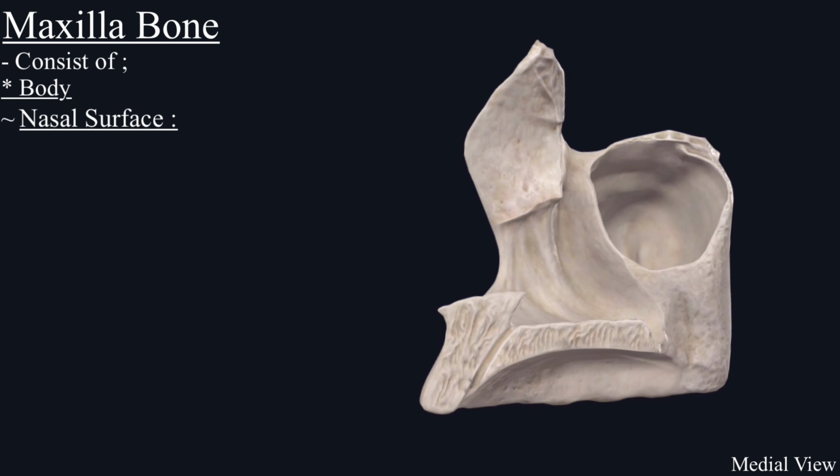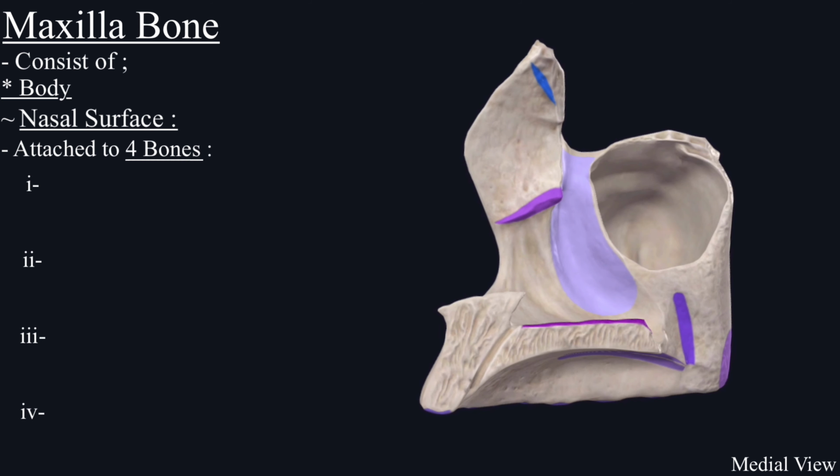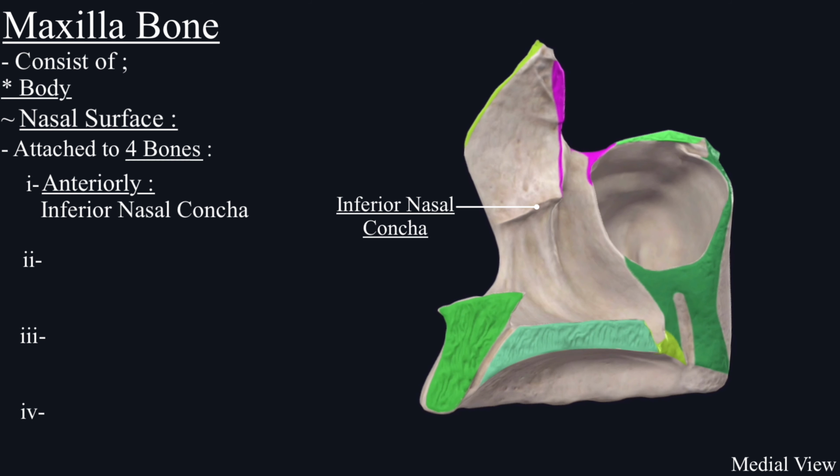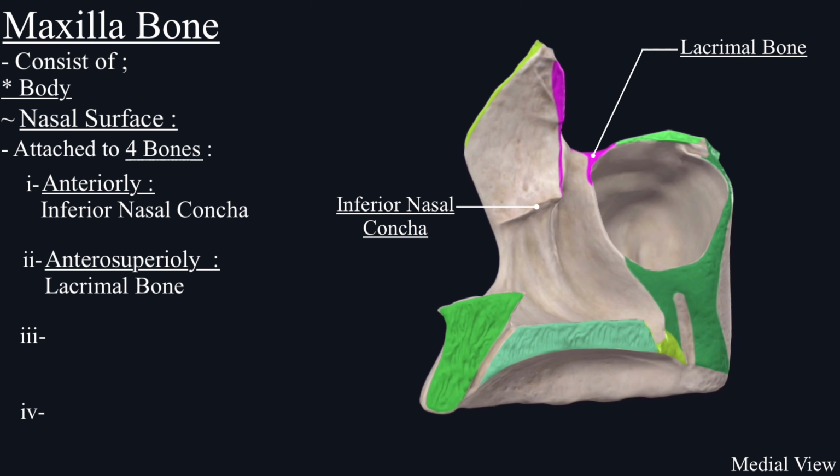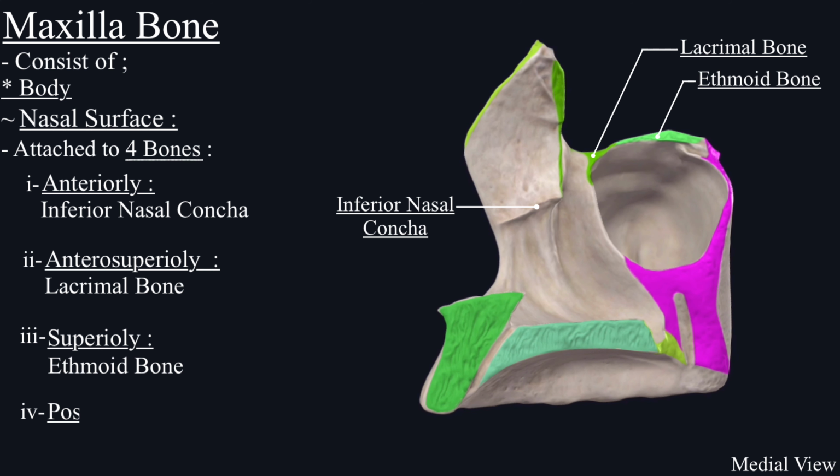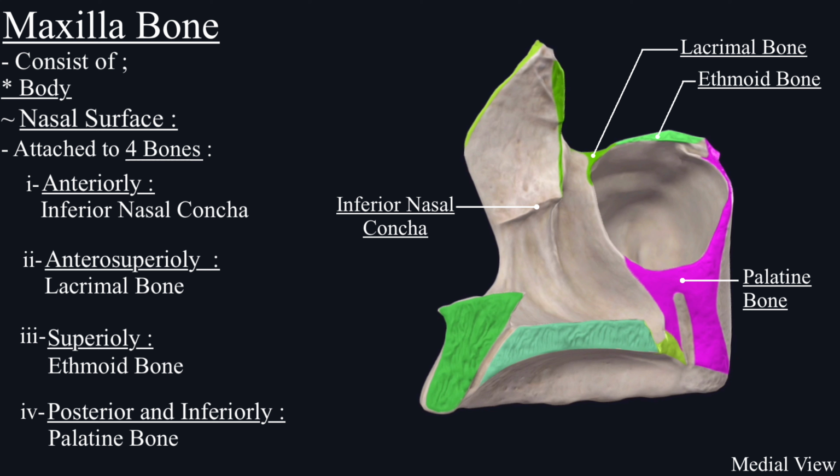So to summarize, the nasal surface is related to four bones. Inferior to the hiatus, it is related to the inferior nasal concha. Anterior superiorly, it is related to the lacrimal bone. Superior to the hiatus, it is related to the ethmoid bone. Posterior and inferiorly, it is related to palatine bone.